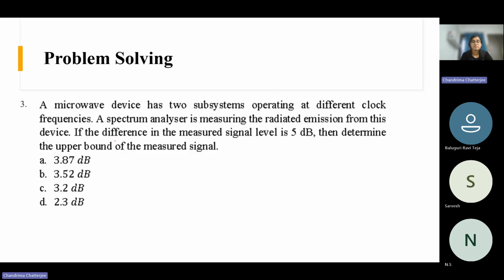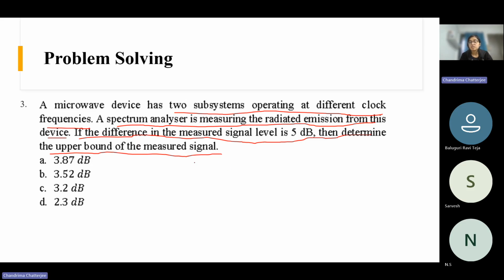Okay, let's see. A microwave device has two subsystems operating at different clock frequencies. A spectrum analyzer is measuring the radiated emission from this device. If the difference in the measured signal level is 5 dB, then determine the upper bound of the measured signal.